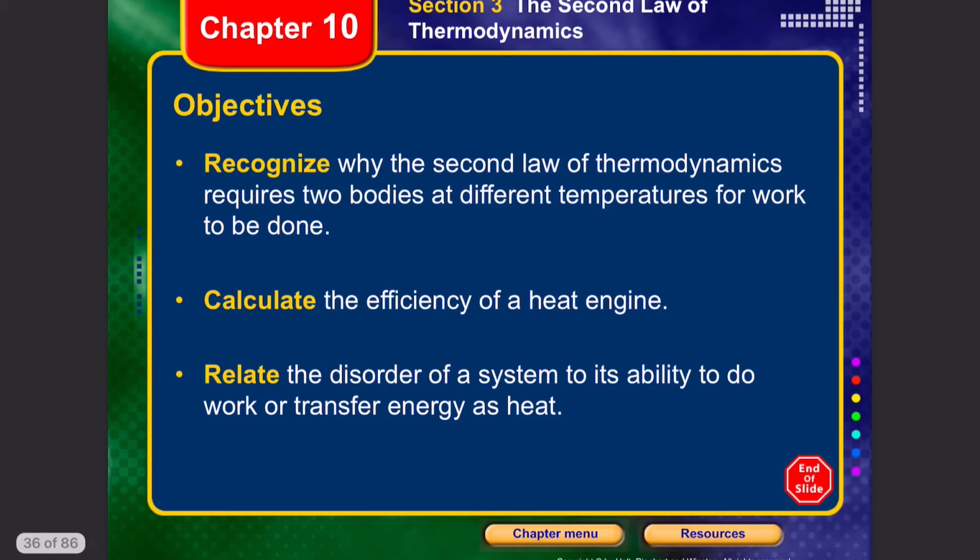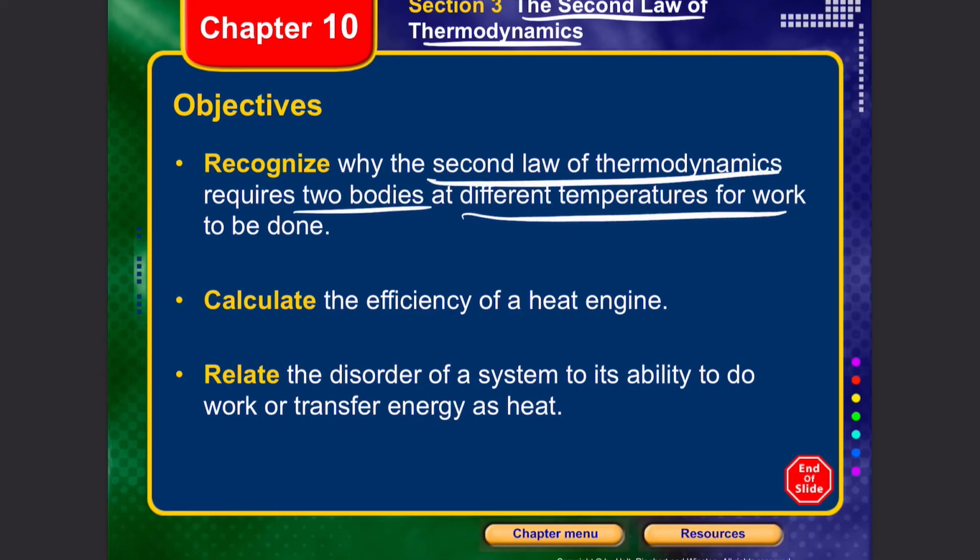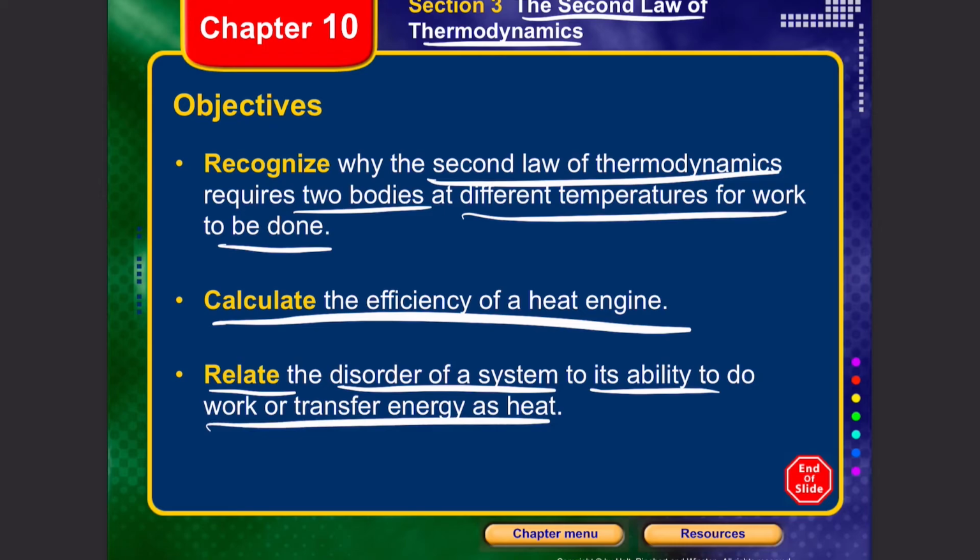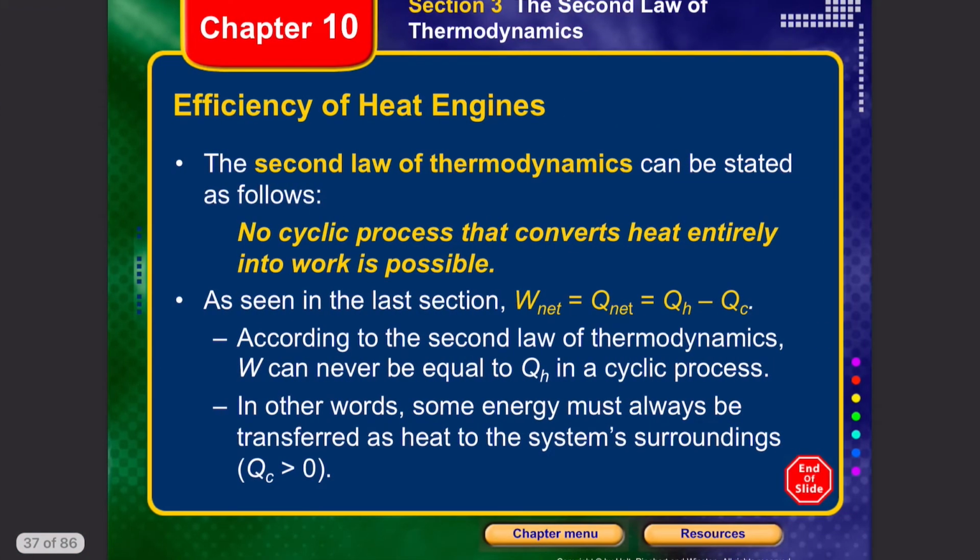Next, let's talk about section 3, the second law of thermodynamics. We discussed the second law when we talked about the common sense of the heat engine. Recognize why the second law of thermodynamics requires two bodies at different temperatures for work to be done. Calculate the efficiency of a heat engine and relate the disorder of a system to its ability to do work or transfer heat as energy. Now, what does the second law of thermodynamics say?